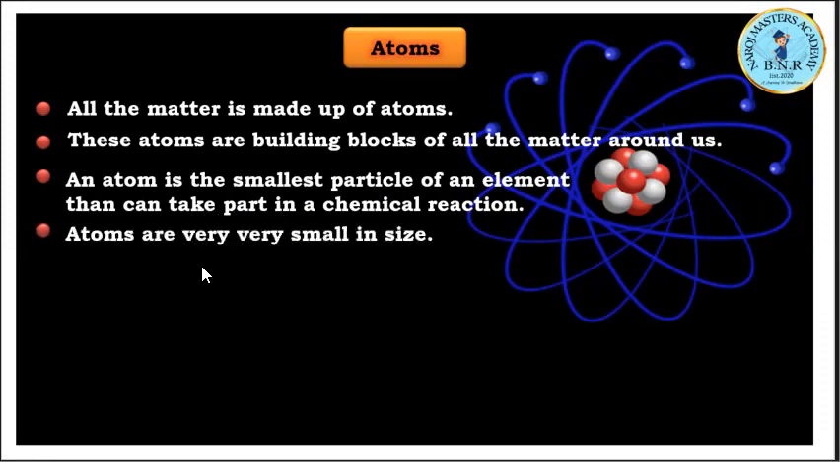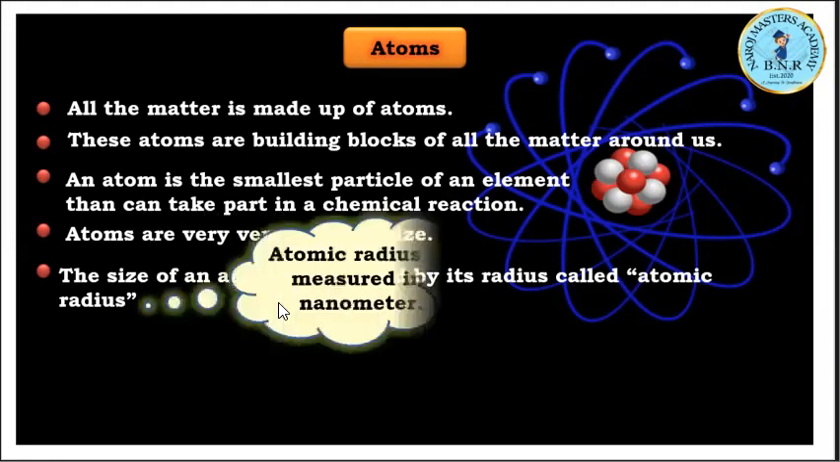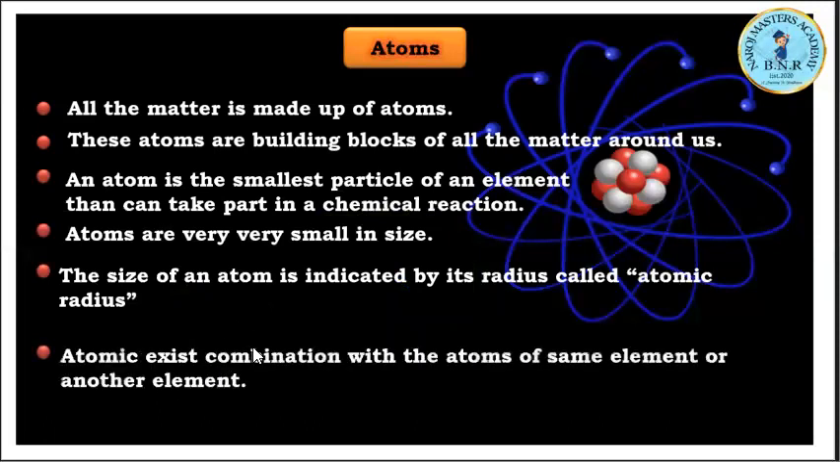Atoms are very, very small in size, invisible size. The size of an atom is indicated by its radius, called atomic radius. Atomic radius is measured in nanometers. One nanometer is equal to 10 power minus 9 meters. And atoms exist in combination with atoms of the same element or another element. Very important point: atoms exist in combination with atoms of the same element or another element.